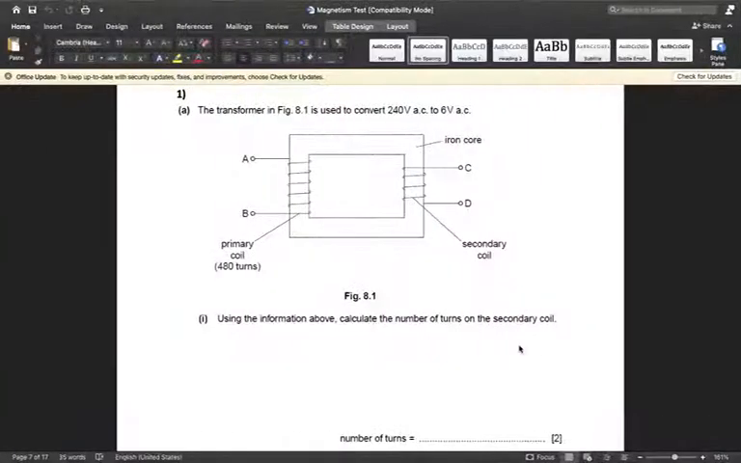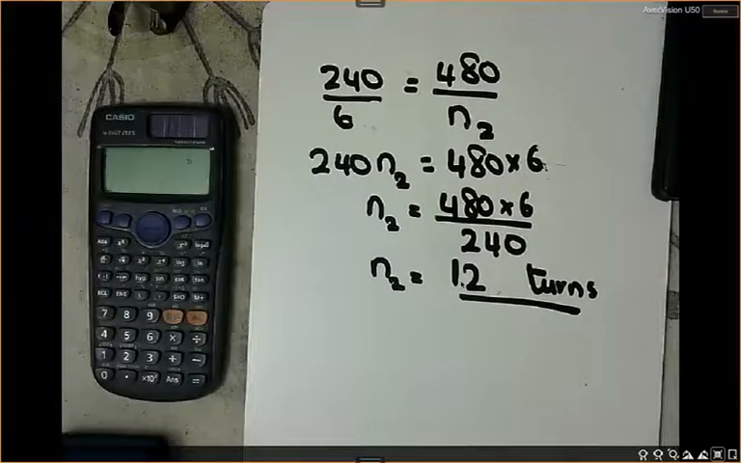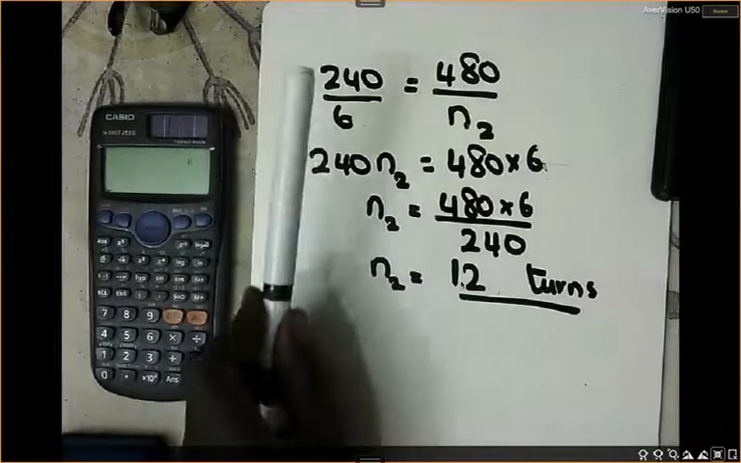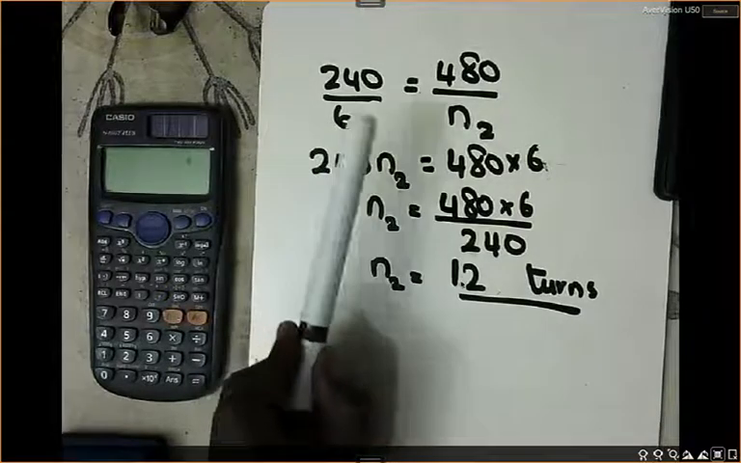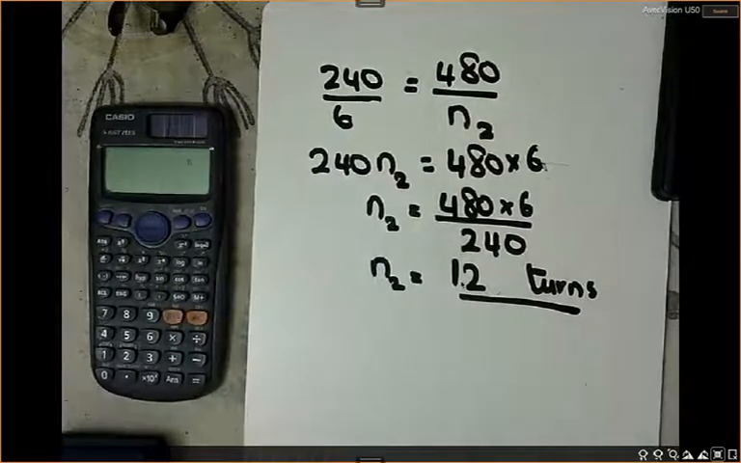Okay. You have 240 volts in the primary. You have 6 volts in the secondary coil. You have 480 turns in the primary coil, and you want to find the number of turns in the secondary coil. This is my solution. V1 over V2 equals N1 over N2. Then we cross multiply. Then we make N2 the subject, so it ends up to be 12 turns.